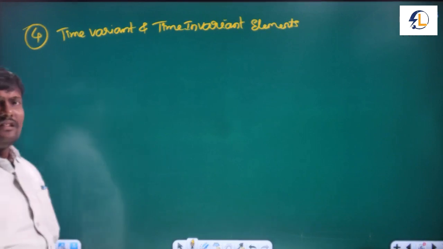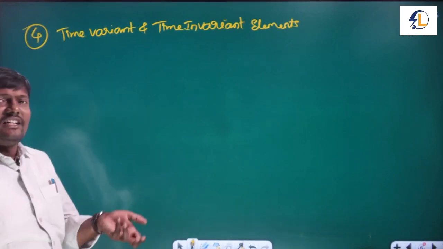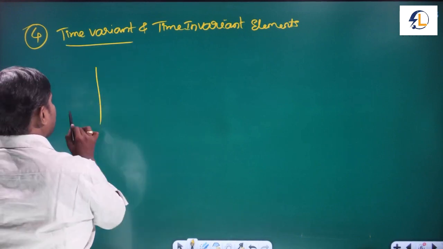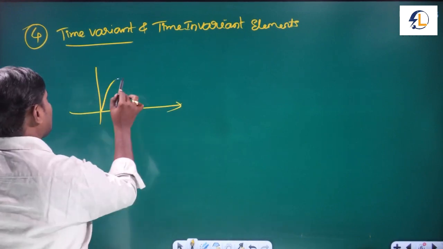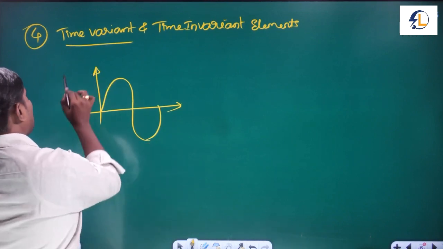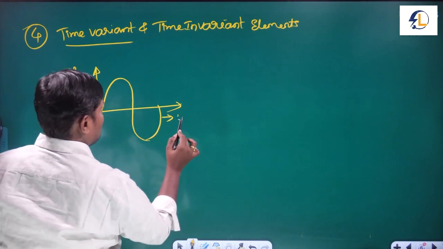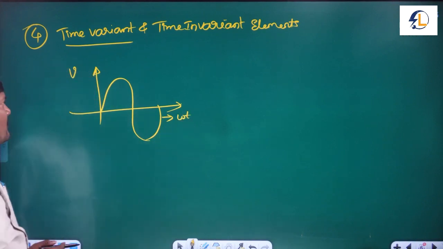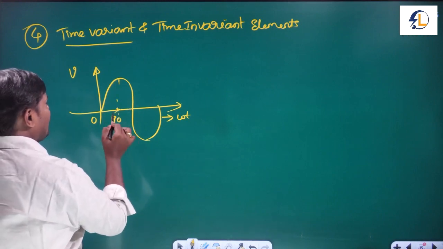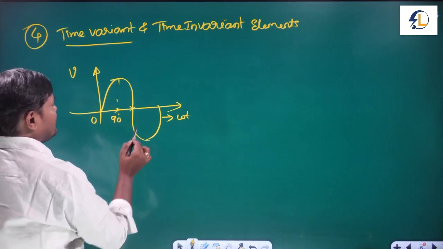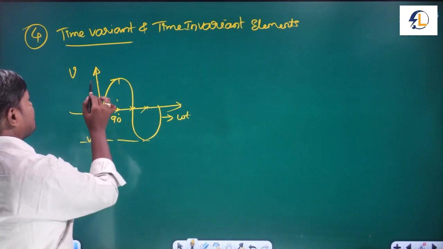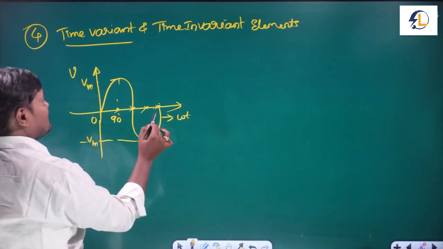So if an element's instantaneous values change with respect to time, then we can call it time variant. As I am taking one signal, this is a sine wave. Let us say this is V versus omega t. So sine 0 is 0, and this is 90 degrees, sine 90 is maximum, sine 180 is 0, sine 270 is a negative maximum here, minus V maximum, sine 360 is 0.